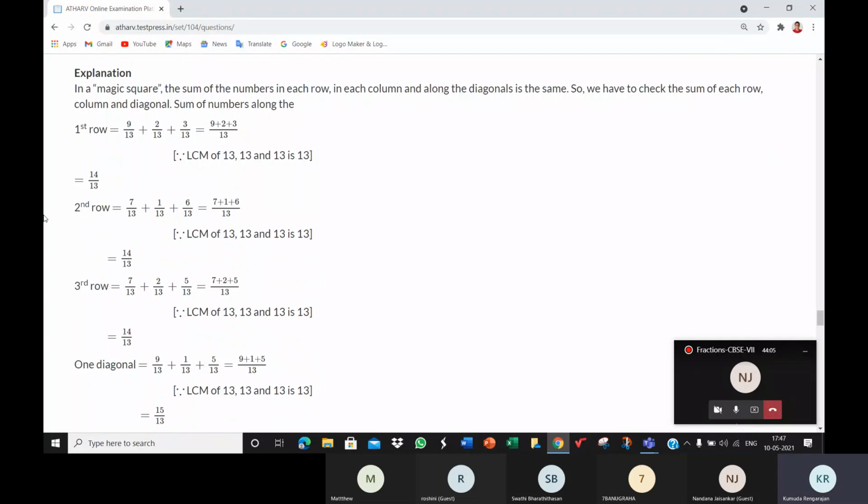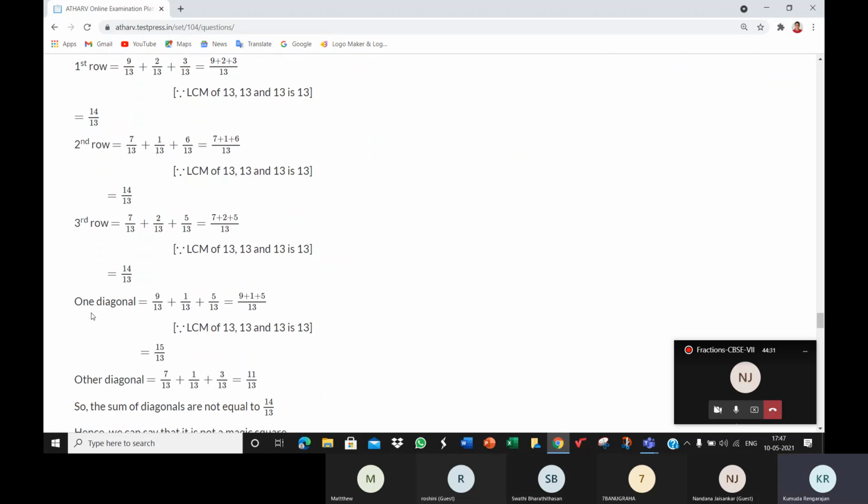So you know what a magic square is. In a magic square, the sum of the numbers in each row, in each column, and along the diagonals must be the same. This is the entire process of showing that it's not a magic square. So you add like this. In the first row 14 by 13, second row 14 by 13, third row 14 by 13. I told you, you can find anything first, children. So you can even find the diagonal. One diagonal is 15 by 13, other diagonal is 11 by 13.